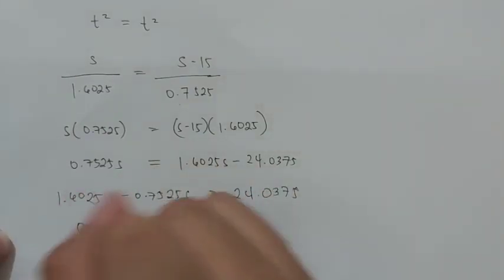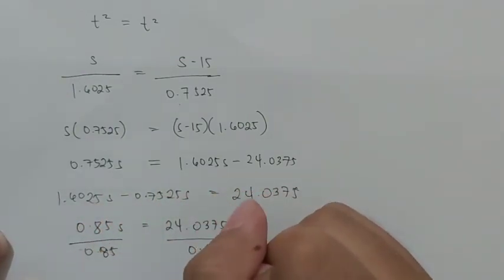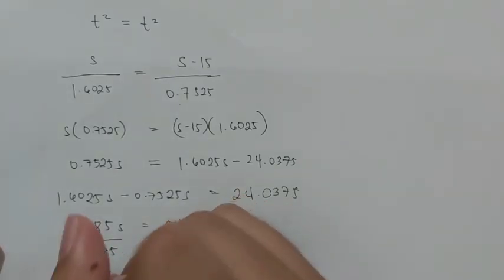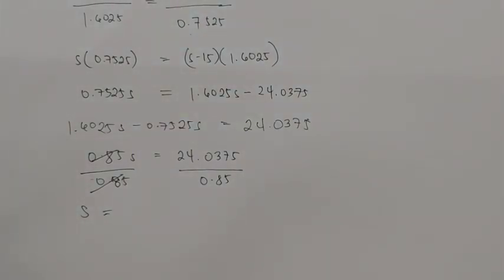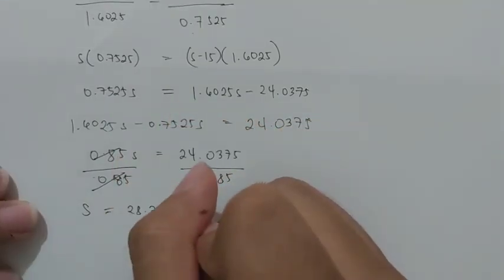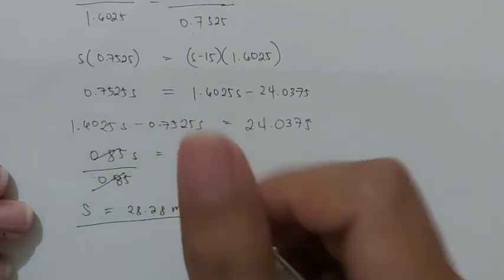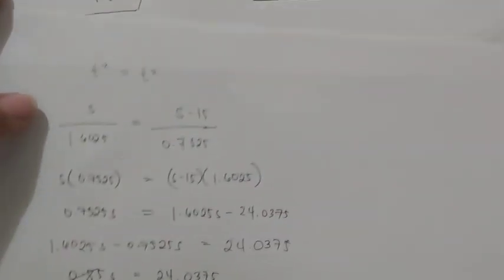So solving for s, divide both sides by 0.85. So we can get that s is equal to 24.0375 all over 0.85 is equal to 28.28. So meron tayong distance na 28.28 meters. So substitute lang natin tong value na to sa ating isa sa mga equation.